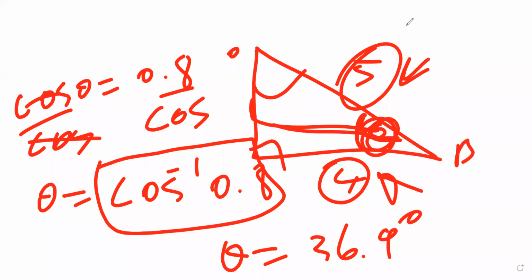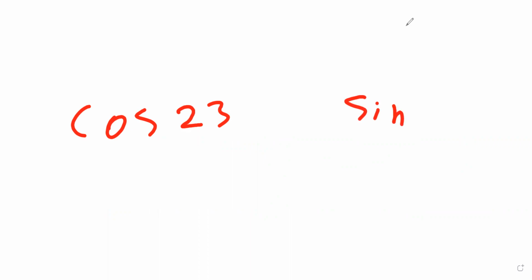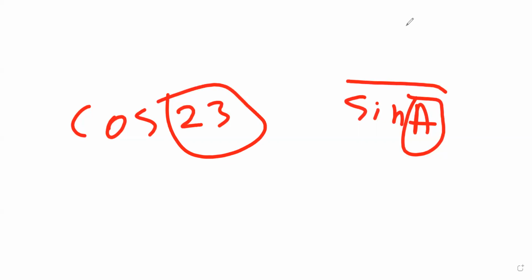So let's try to do a couple more questions. Let's say I have cos 23, and I want to find the angle. What would be angle A if angle B is that?